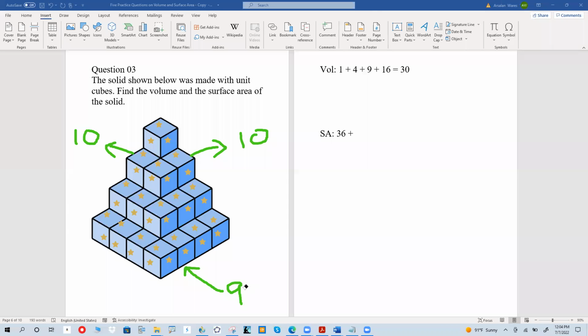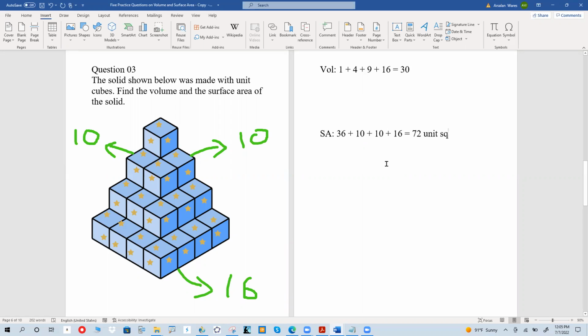Oh, sorry, guys. Hey, this is where I messed up. This has to be 16, not 3. I don't know why I wrote 3. It has to be 16. Why? It's a 4 by 4 rectangle in the bottom. So now you're going to carefully add 10 plus 10 plus 16. And trust me, you're going to get 72 units squared. Done. You have your volume, you have your surface area.